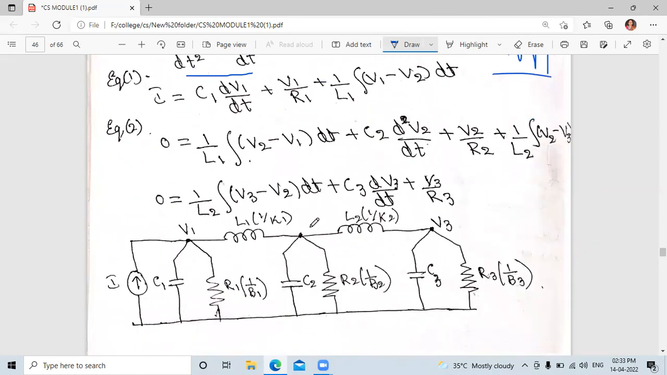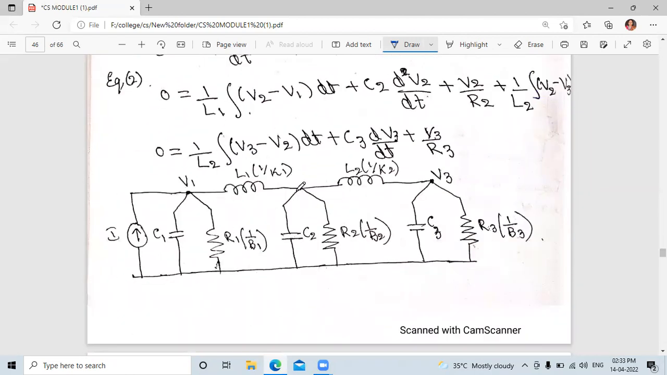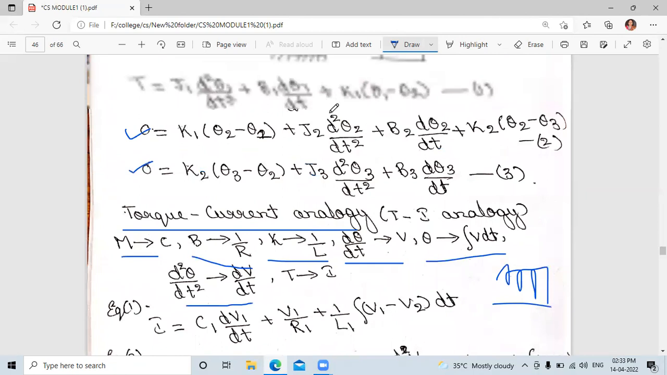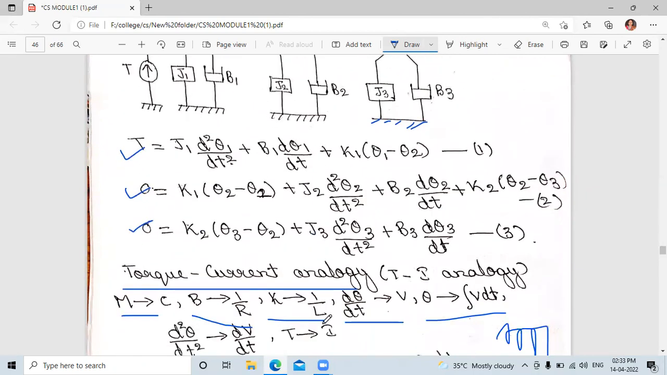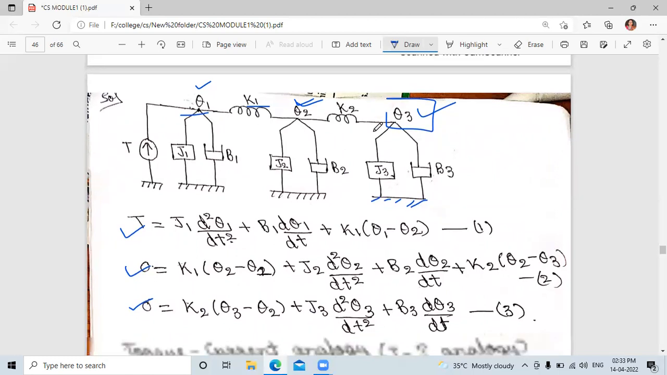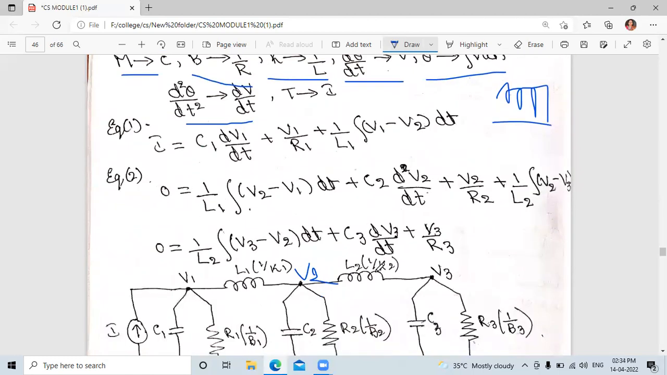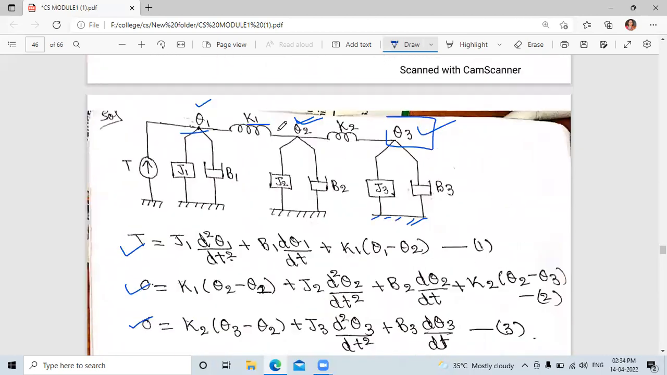After replacing, you need to draw the electrical circuit: V1, V2, V3. Same as it is. Instead of K1, what we have written here? 1/L, so L1. This is K2; instead of K2, we will write L2. That's it. Same mathematical model what you have drawn, you should draw.